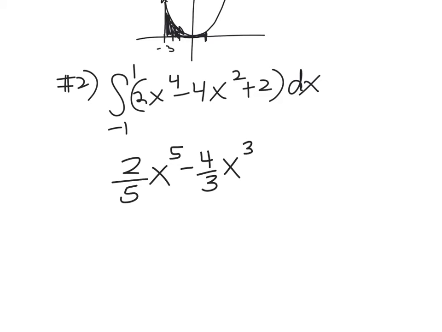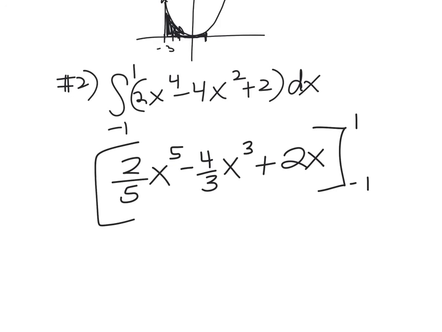If you are ever unsure of what you're doing, you can actually take the derivative to see if it's matching up with here. That's what I sometimes do if I'm a little worried. And then 2 would be what? 2x. And then we would need the plus c, but we don't. And so we're going to evaluate this whole thing from negative 1 to 1.